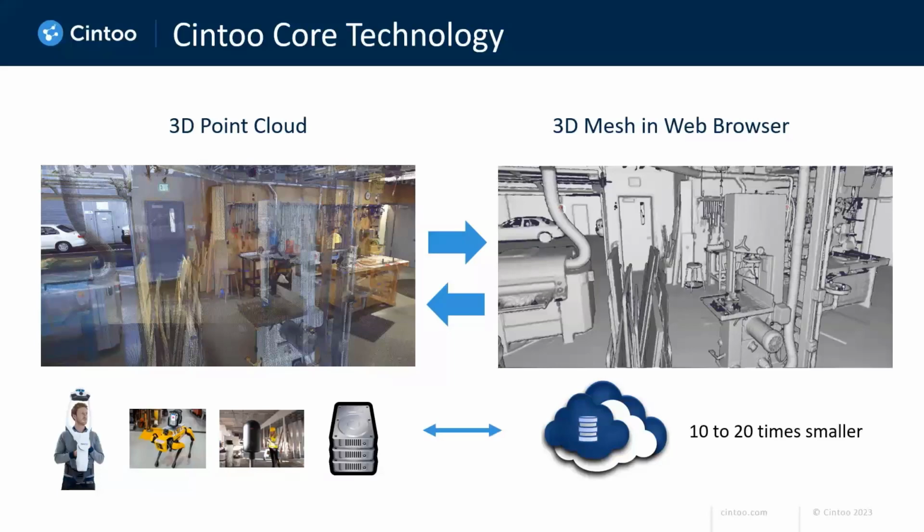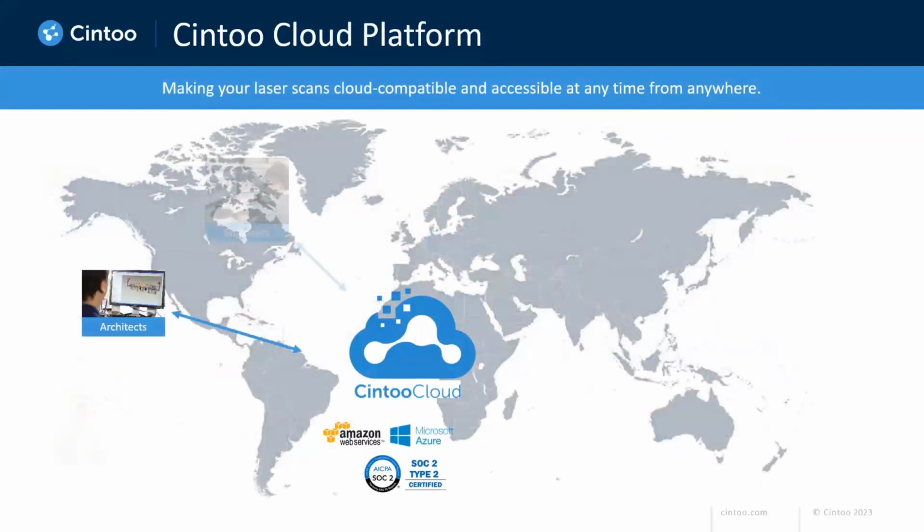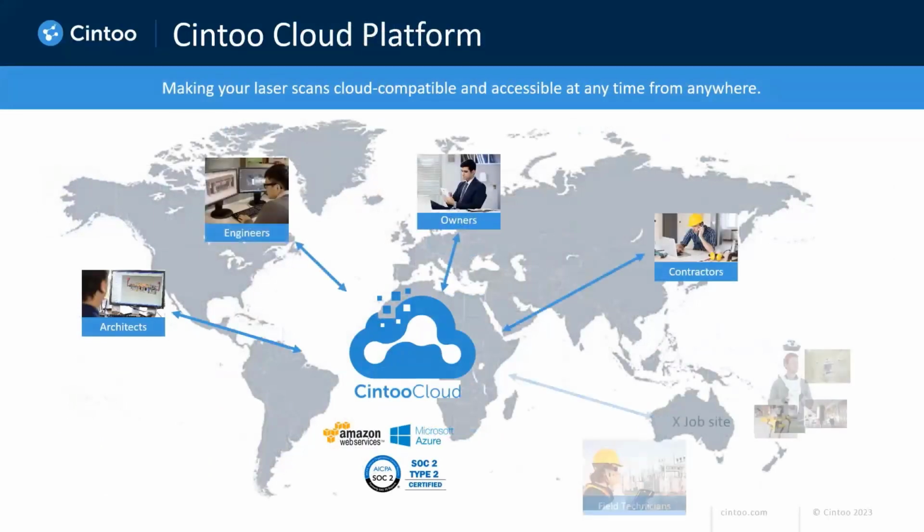So the Cintoo Cloud platform is all about being able to collaborate, share, and distribute your scan data with others on the project team. People can be based anywhere in the world, and you will be able to share your data real-time on the cloud in a SaaS application. All of your data is hosted in either Amazon Web Services or Microsoft Azure. You select which location for each project. Additionally, we are also SOC 2 Type 2 certified, which is one of the highest levels of certification that can be achieved and assures you that your project data is secure.